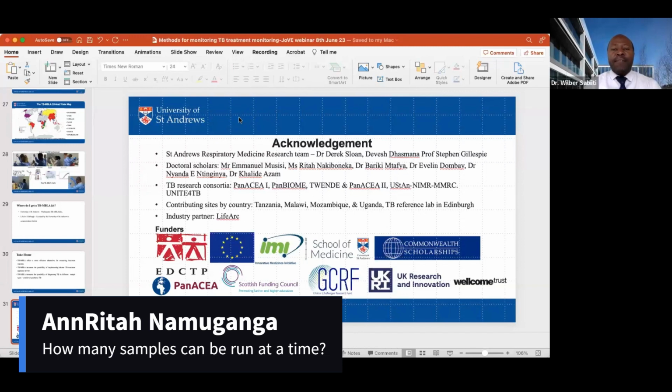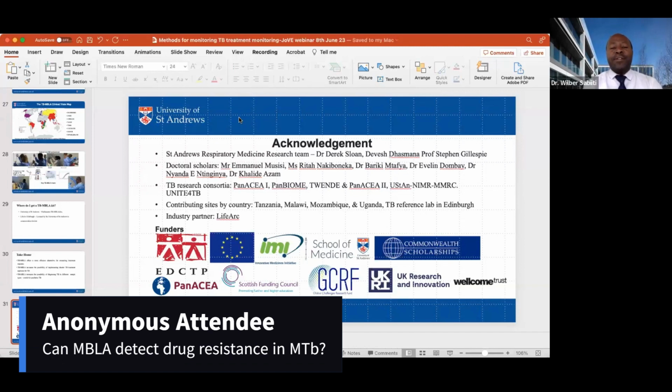The other question is, can MBLA detect drug resistance in MTB? No, we do not detect drug resistance directly, but we detect if the patient is not responding. If the patient is not responding to treatment, that means the bacterial load is not decreasing or it is increasing, then that triggers the next assessment to find out, is it drug resistance? Is it because of poor adherence to the medication? So it gives the doctor a chance to ask these questions quite early and give the patient the right form of treatment.